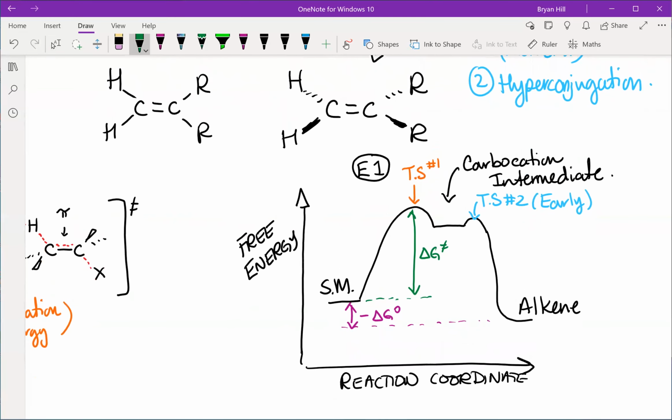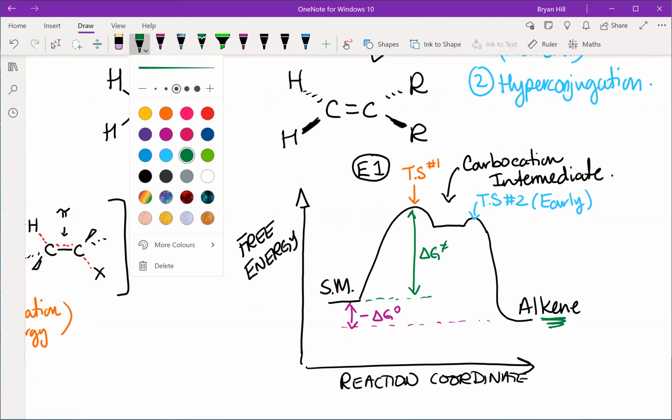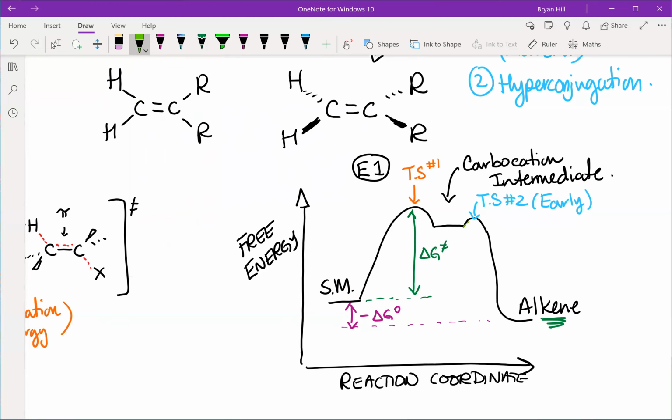So I've drawn a pathway here for the formation of an alkene. There would also be another potential pathway, let's do this in green, which would be the formation of the SN1 product. Now, depending upon the reaction conditions, this product could be higher or lower than the alkene, and the energy for the transition state could be higher or lower for transition state number 2. The rate determining step is always going to be transition state number 1.